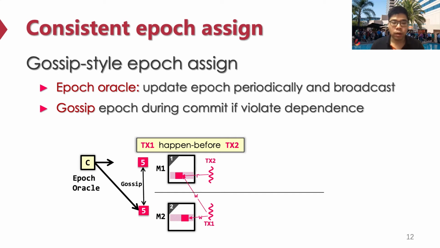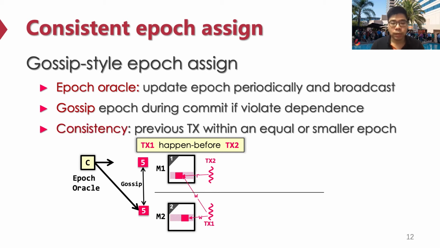Transaction 1 will gossip its latest epoch to machine 1. This gossip-style mechanism guarantees the epoch assignment is consistent. Through our design, the epoch specifies that transactions within an equal or smaller epoch are provided, which guarantees the consistency.